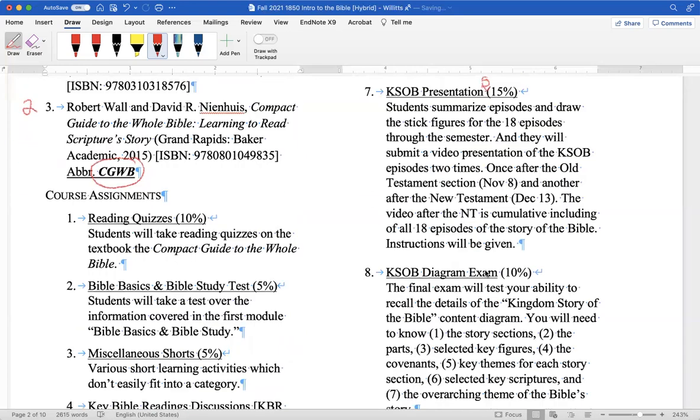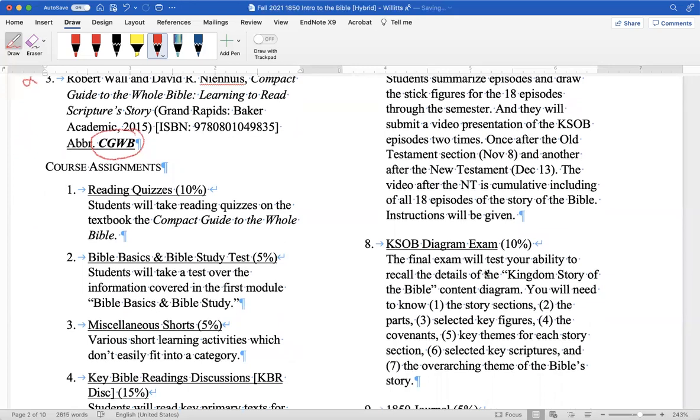Number 8, the Kingship Story of the Bible content diagram exam. This will be the last thing you do for this class. Exam week, you will take an exam over the content diagram that I will introduce you to a bit later. And you'll be required to answer questions around the categories of story sections, parts, key figures, so on and so forth. So you'll become familiar with what that means later, but that will be essentially a final exam, but it really is just a test on one diagram.